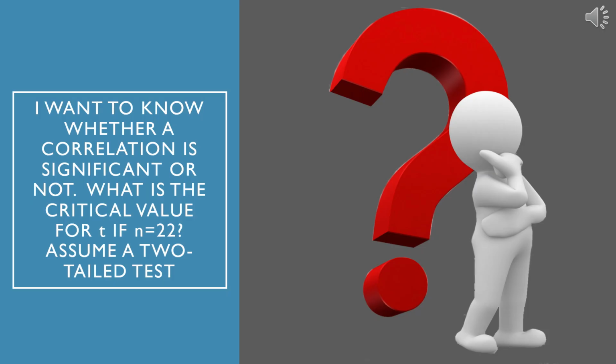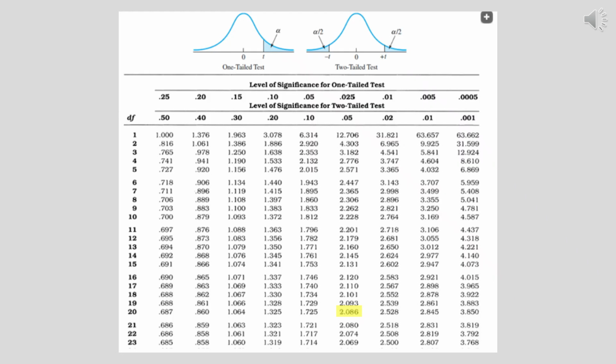Okay, let's say I want to know whether a correlation is significant or not. What is the critical value for t if n equals 22? And we're going to assume a two-tailed test. So you need to remember that when we're talking about correlations, the degrees of freedom associated with correlation is n minus 2. So 22 minus 2 is 20.